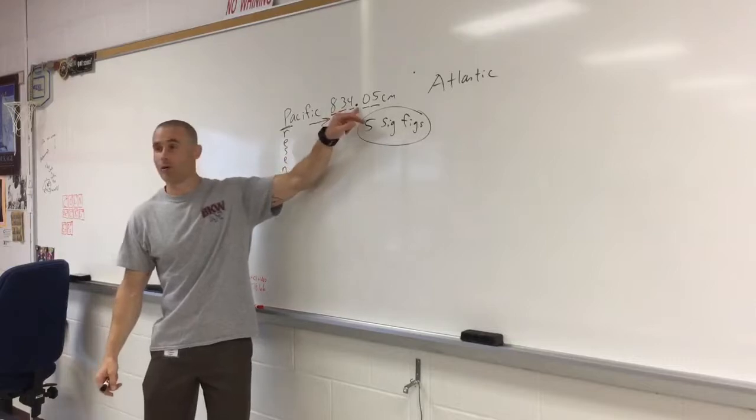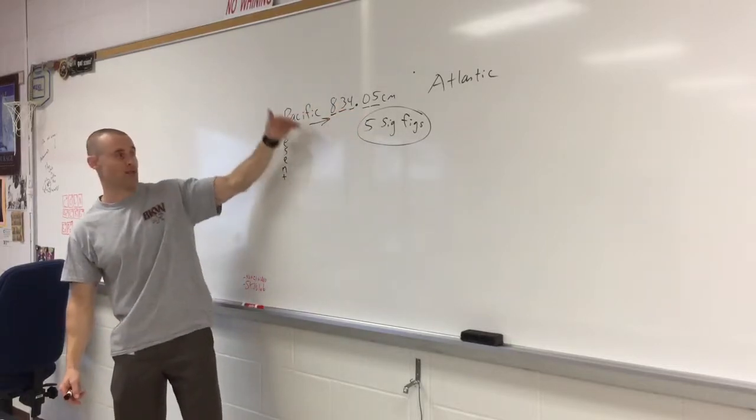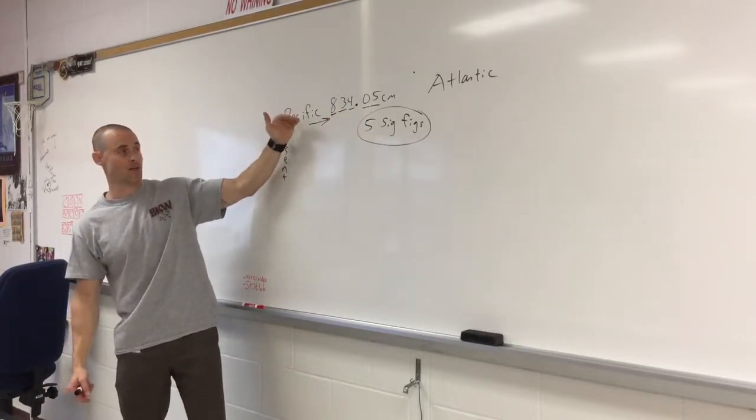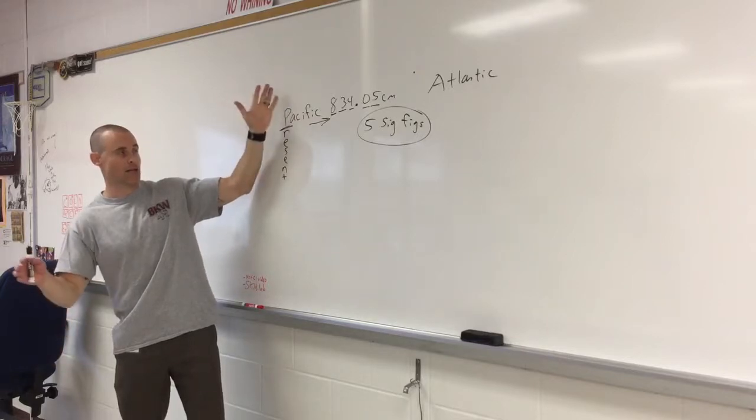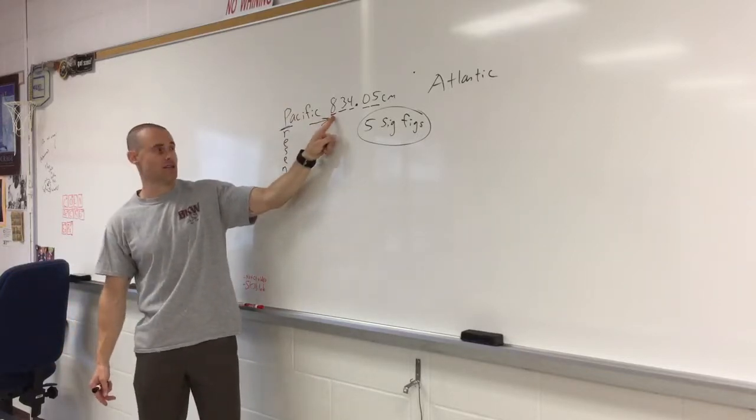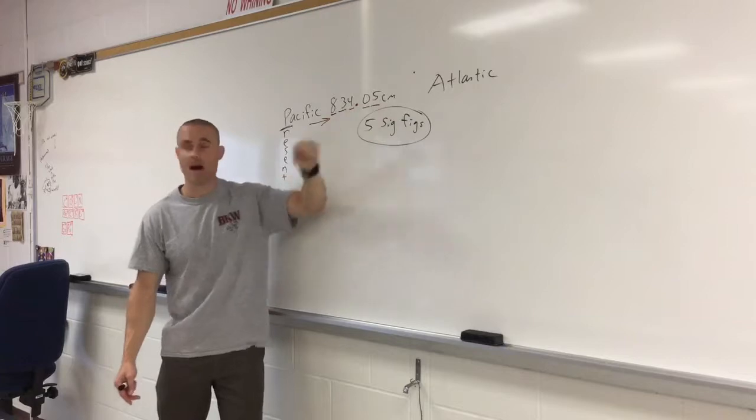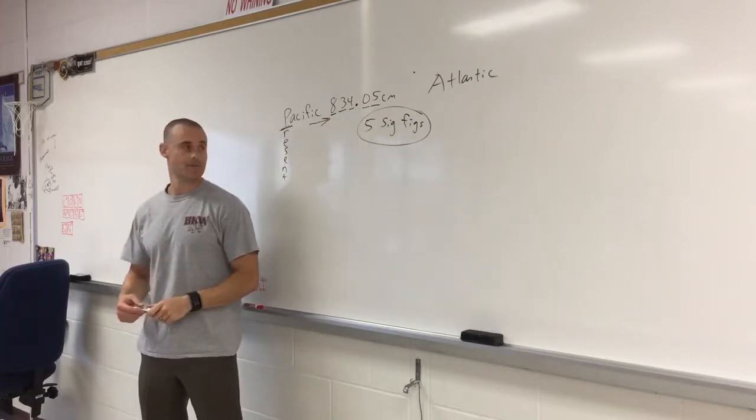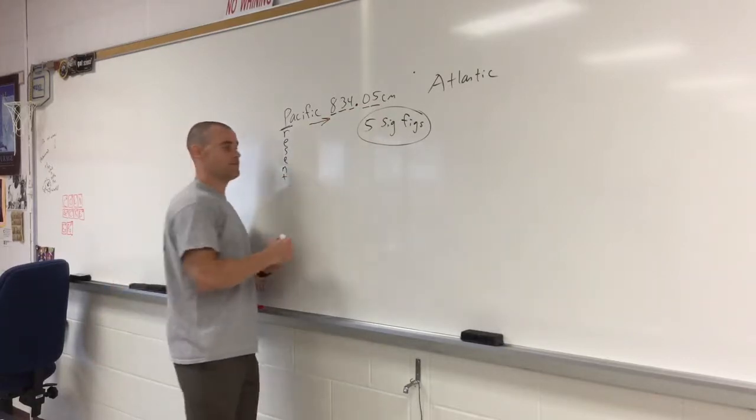Because there's a decimal point present, we go to the Pacific side, we start counting from the left, or the west coast, however you want to understand that. Start with the first non-zero: 1, 2, 3, 4, 5. That has 5 sig figs. Let me give you another number.